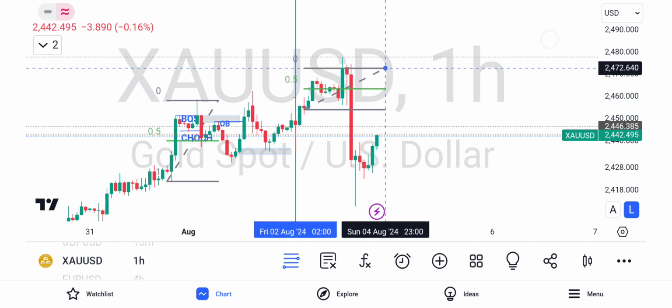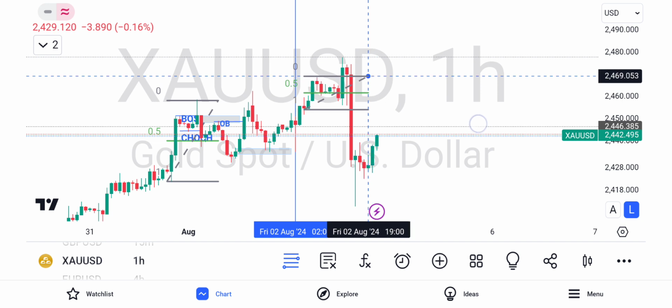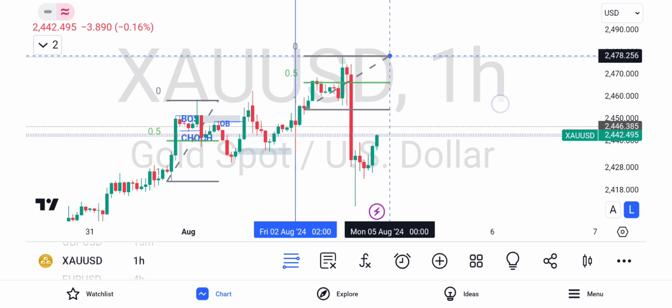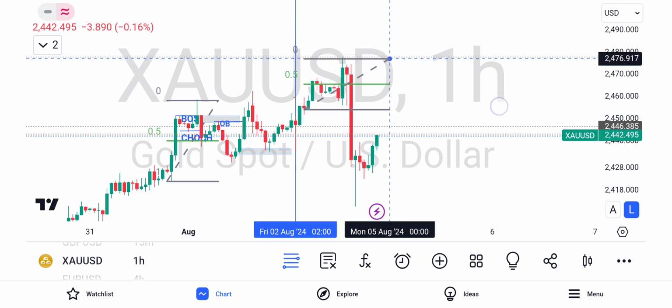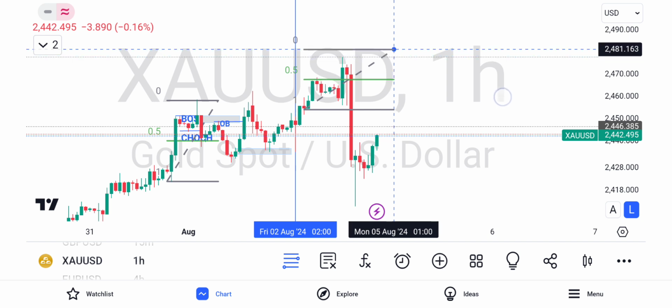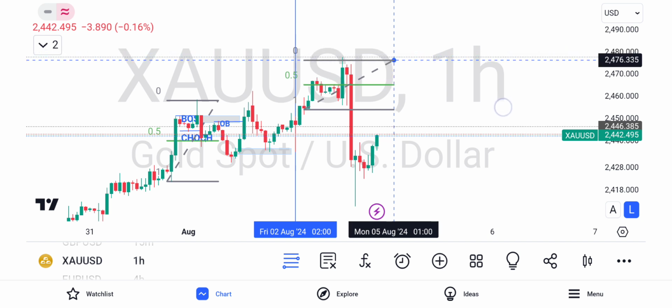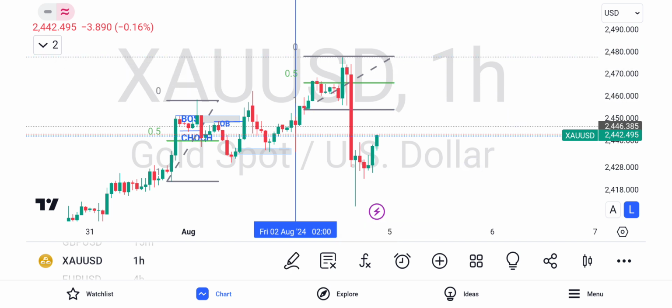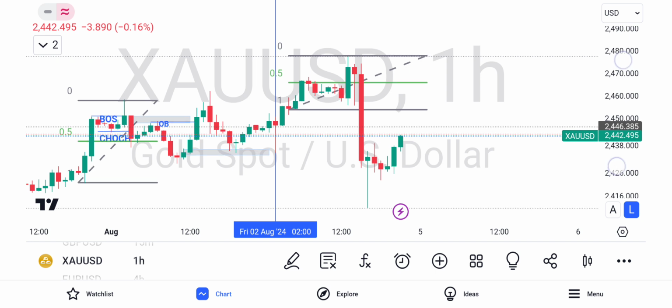Initially, my Fibonacci tool was drawn to this point. But I discovered that there was no break of structure in the movement, so I decided to allow it give me a break of structure before I analyze.